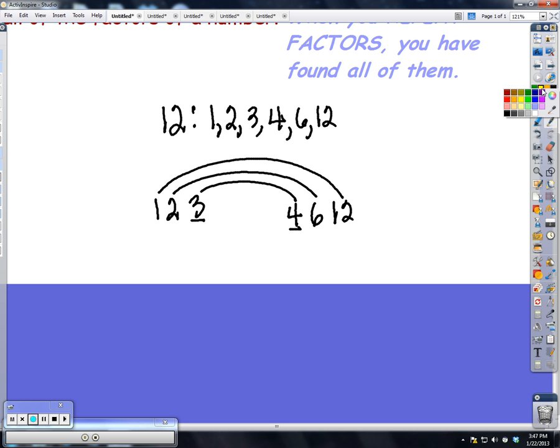A rainbow pattern automatically puts the factors in order for you, going from the least up to the greatest.